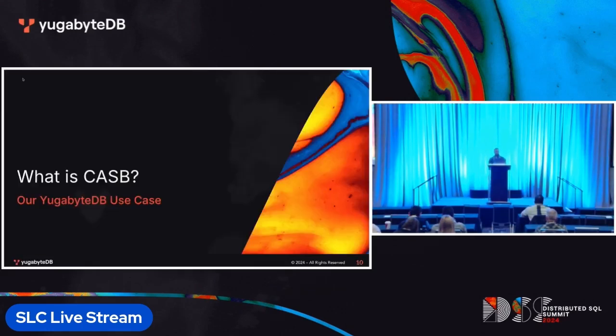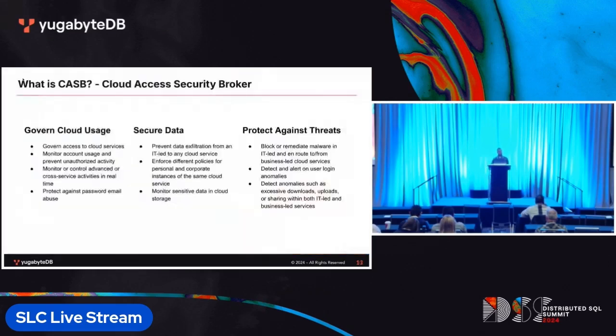So a little bit more on CASB, and then we'll get into the database details and the journey. CASB is a cloud access security broker. As enterprises adopted SaaS, the need for security between the user and the SaaS providers arose. And the reason this exists is for a couple of reasons. One is to govern usage. Not all SaaS applications are safe. Not all are approved by the enterprise, and so on and so forth.